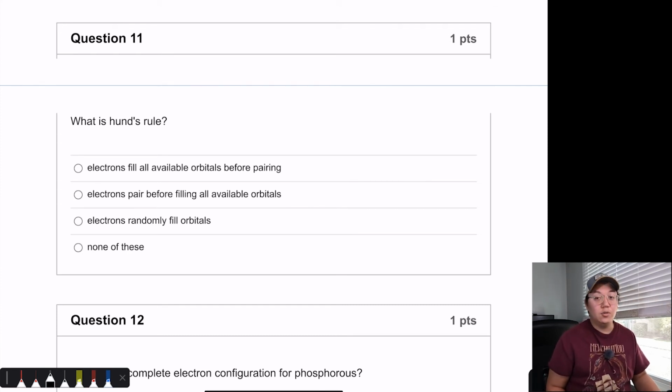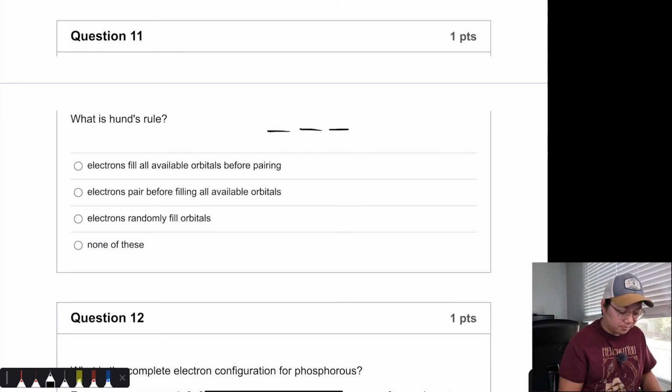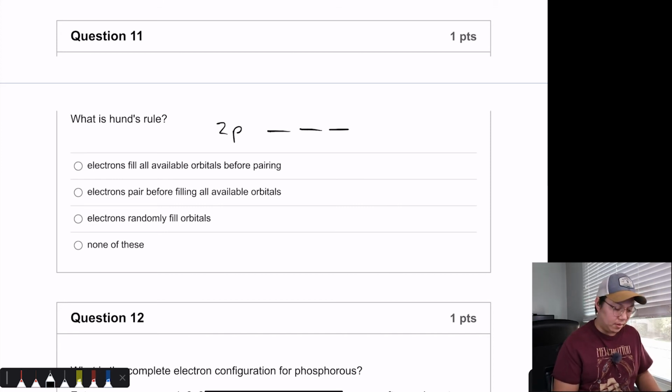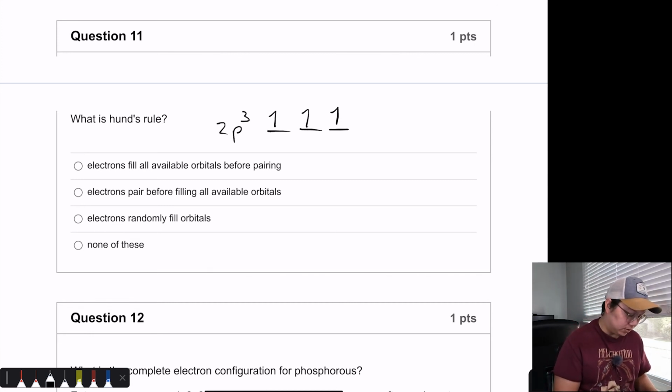Question 11, what is Hund's rule? Hund's rule is just something that you've got to memorize, but this is where the idea of the hotel is pretty handy, so that if the electrons in an atom are checking into a hotel, they prefer not to share beds first. So if you draw out your orbitals, let's say for the 2p, then if we had 2p3, then we'd have 1, 2, 3 electrons. So those electrons would spread out as much as possible before pairing up. So electrons fill all available orbitals before pairing.